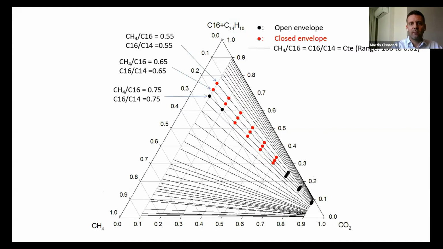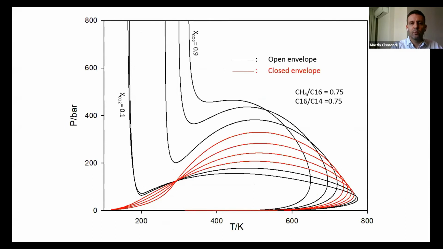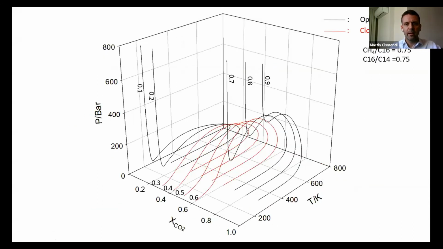And again, if we choose the right ratio between the hydrocarbons, we will have this evolution with closed envelopes in red for intermediate compositions, where you have open envelopes for larger and also for lower CO2 contents. This is the corresponding 3D plot. This is an interesting phenomenon that we found only after mapping all these possibilities.